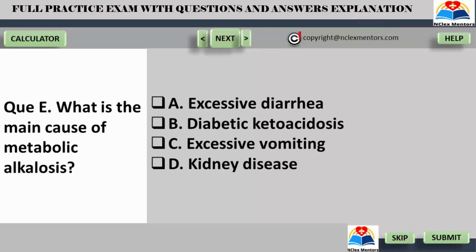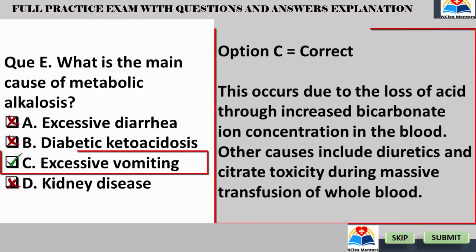The main cause of metabolic alkalosis is excessive vomiting. This occurs due to the loss of acid through increased bicarbonate ion concentration in the blood. Other causes include diuretics and citrate toxicity during massive transfusion of whole blood. This question was pretty easy. Let me take you to our next question.